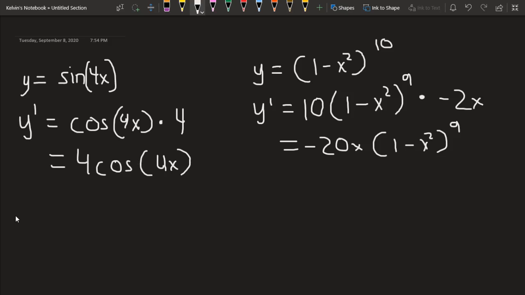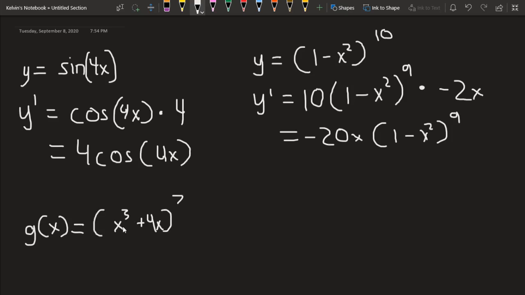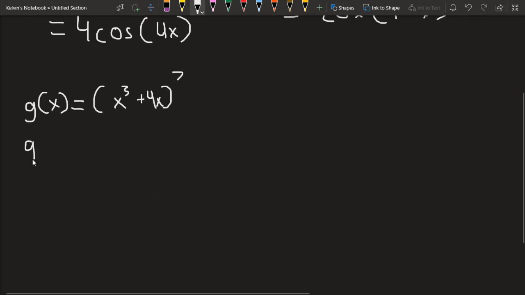So now let's go to another problem here. Similar concept. Let's say we're asked to find g of x equals (x cubed plus 4x) to the 7th. Take a moment to figure this one out as well, and when you're done, unpause the video and see if you got it correct.